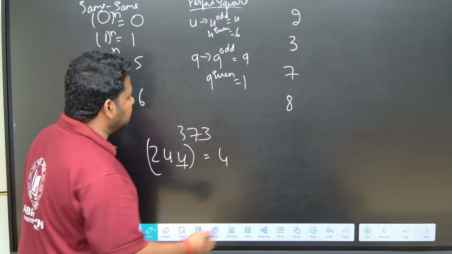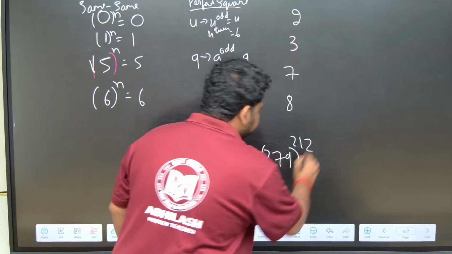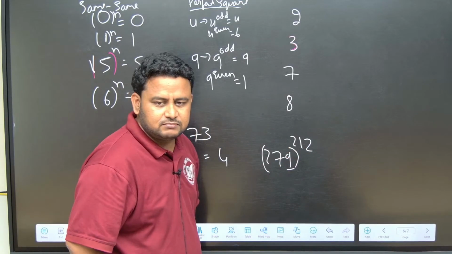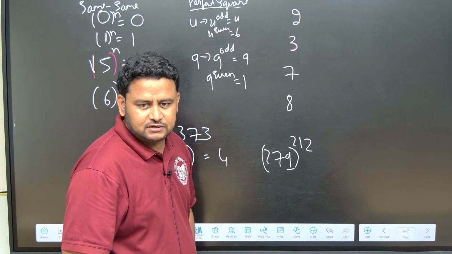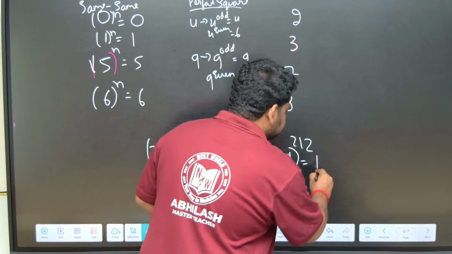Simple. Or if I give 279 to the power of 212. Here what is there? 9. 9 to the power of even is what? 9 to the power of even is 1. Correct? 9 to the power of even is 1.